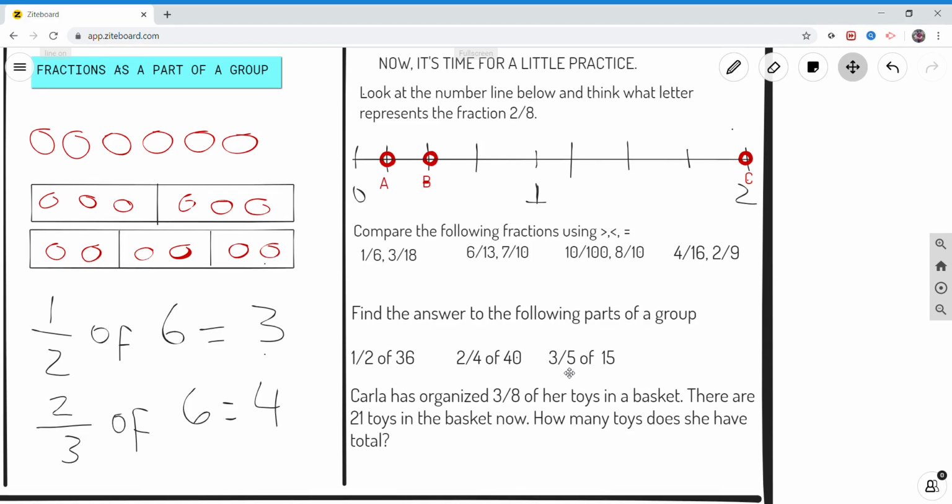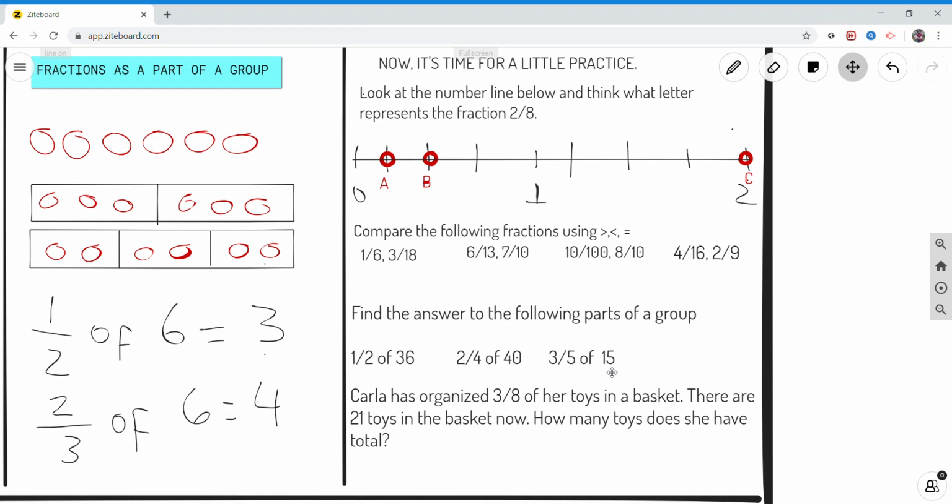And finally, 3/5 of 15. 3/5 of 15 is equivalent to 9. Again, if you take 15 objects, you put them in 5 equal groups, you're going to put 3 objects in each group. And if you take 3 of those groups, you're going to get 9. So 3/5 of 15 is 9.